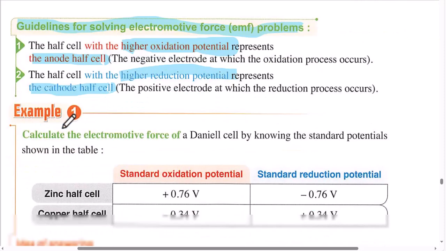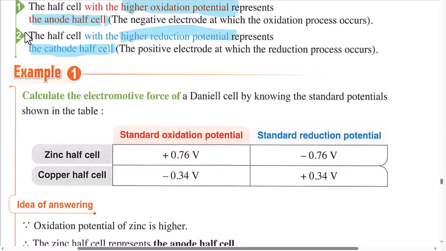Okay, we will take the first example. Calculate the electromotive force of a Daniell cell, knowing the standard potentials shown in the table. So the oxidation potential of zinc is higher than the oxidation potential of copper. So zinc refers to the anode, and the reduction potential of copper, on the other hand, is higher than the reduction potential of zinc. So copper is the cathode in this case.